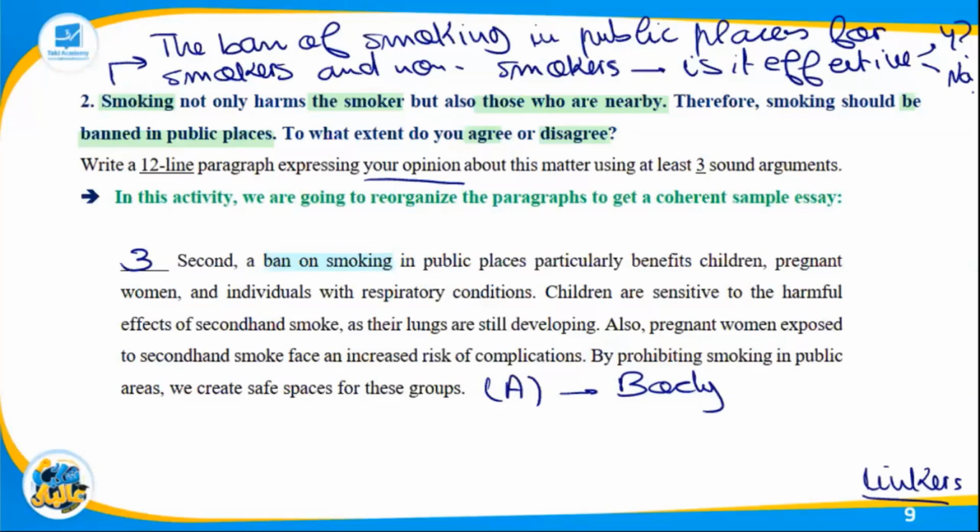Children are sensitive to the harmful effects of secondhand smoke, as their lungs are still developing. Also pregnant women exposed to secondhand smoke face an increased risk of complications. As usual I drew a conclusion, a result. By prohibiting smoking in public areas, we create safe spaces for these groups. For any argument I talk about, I say why I chose it and give a result.